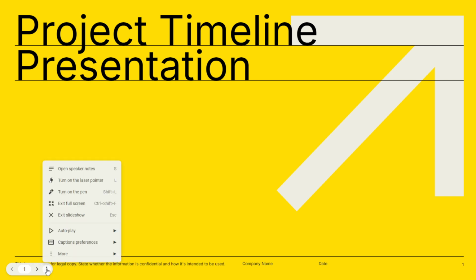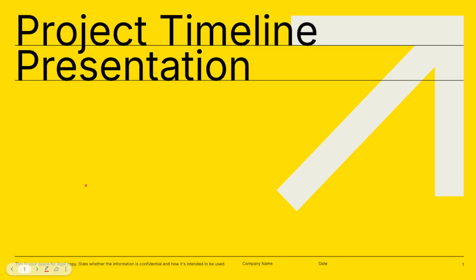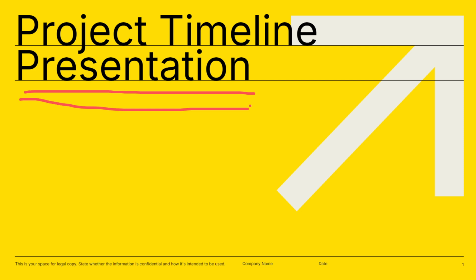Once you're in the Options menu, you'll see the option to turn on the pen. Select this to enable the pen tool, which will give you the ability to draw directly on your slides. It's as easy as that. Now, you can take your mouse or use a stylus if you prefer to start drawing or writing on your slides. This feature is especially useful when you want to highlight specific areas or jot down spontaneous ideas as they come up during your presentation.